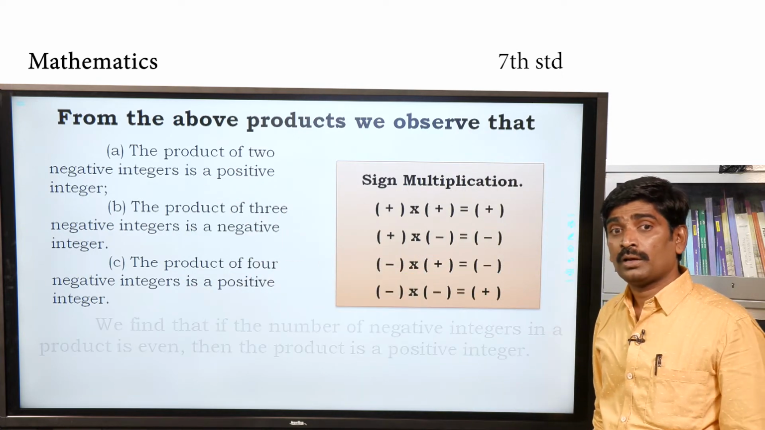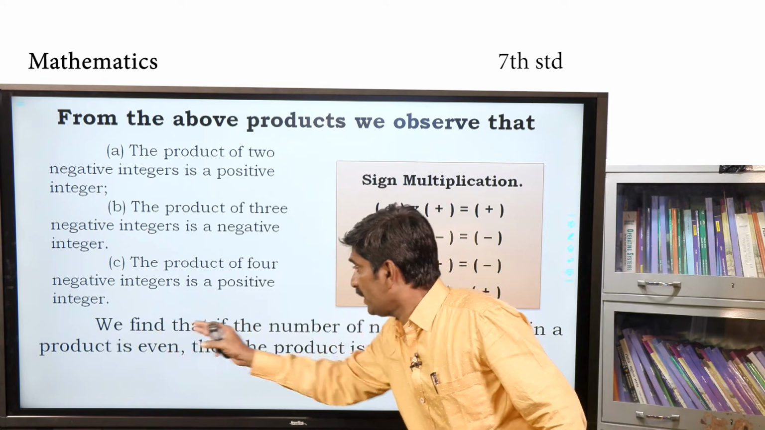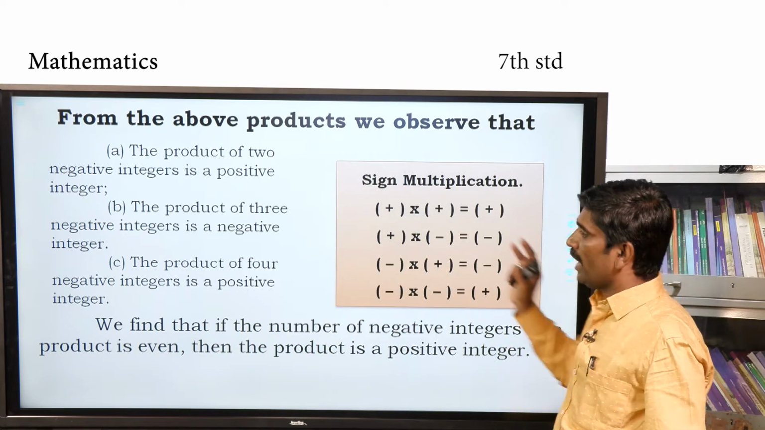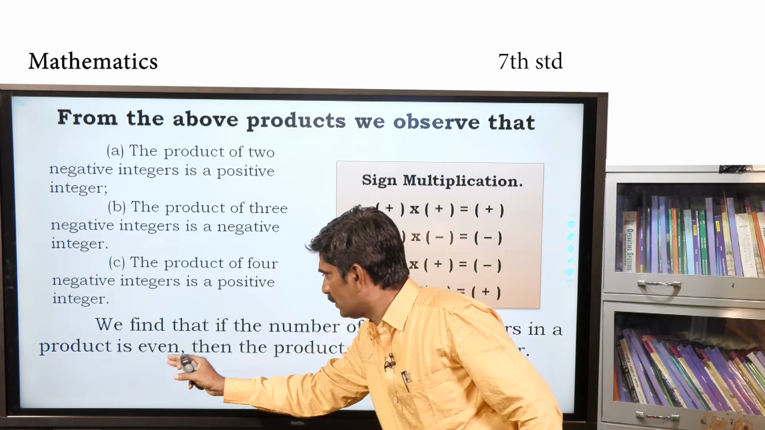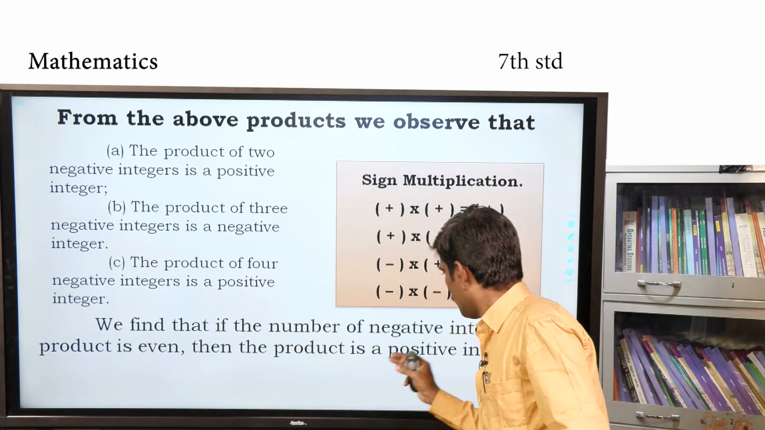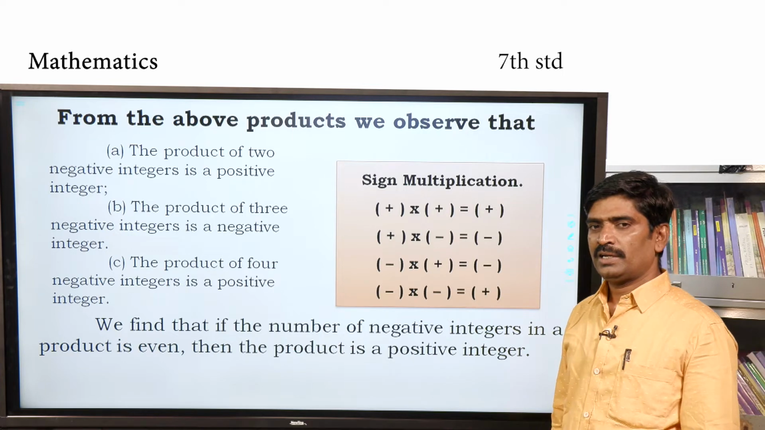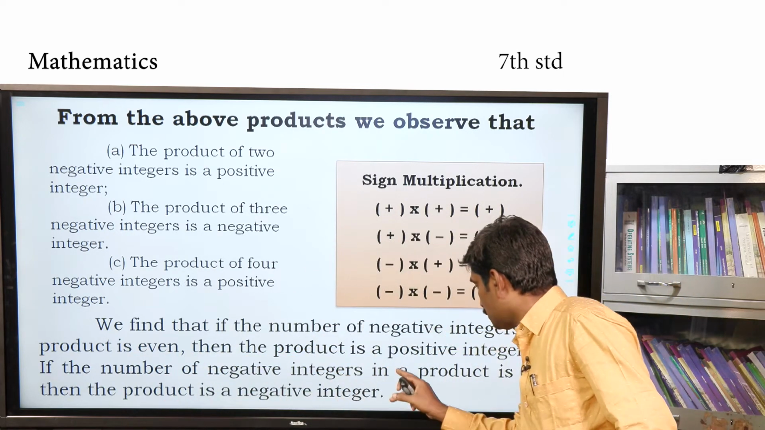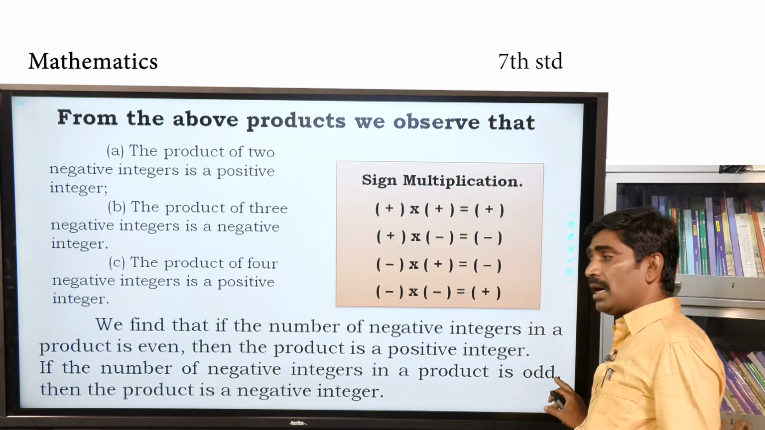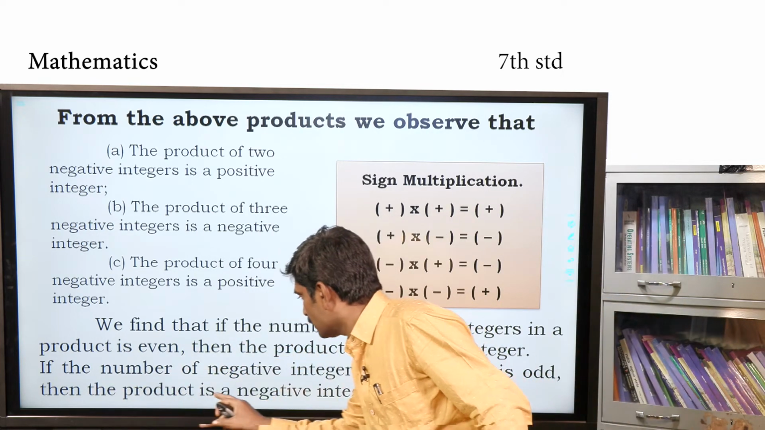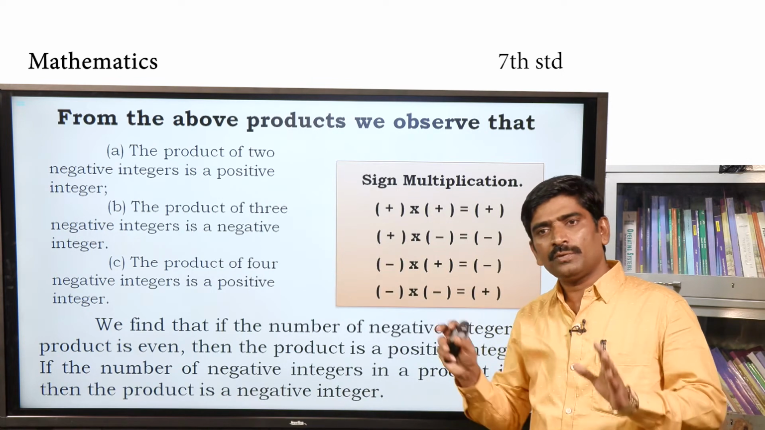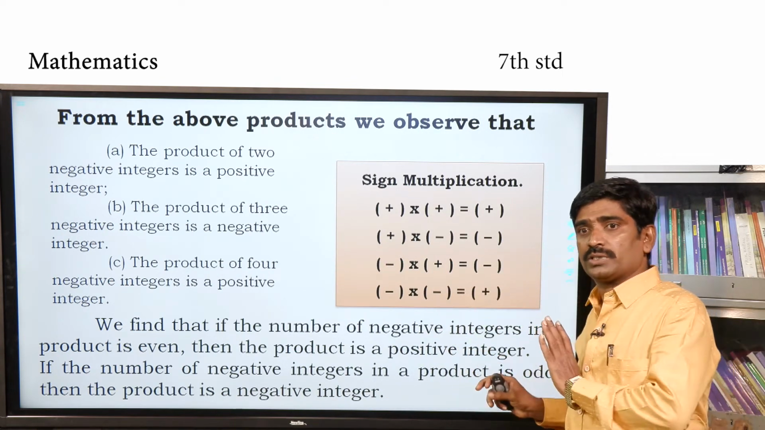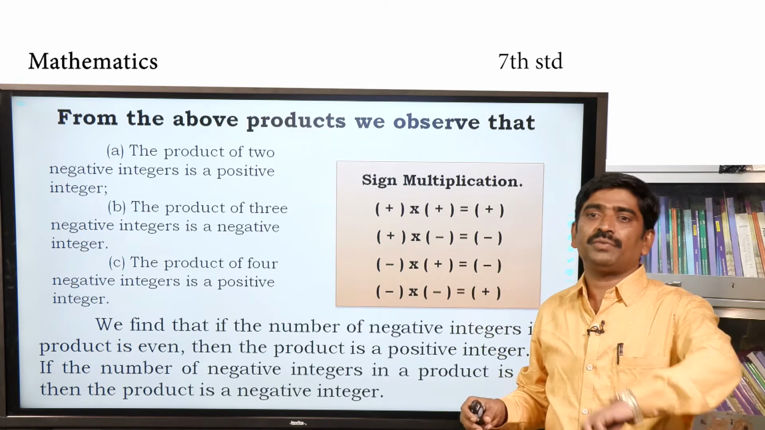Next, we find that if the number of negative integers in a product is even, then the product is a positive integer. If the number of negative integers in a product is odd, then the product is a negative integer. If in a problem there are an odd number of negative integers, then the answer is a negative integer.